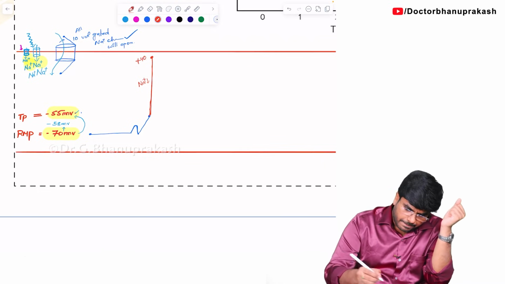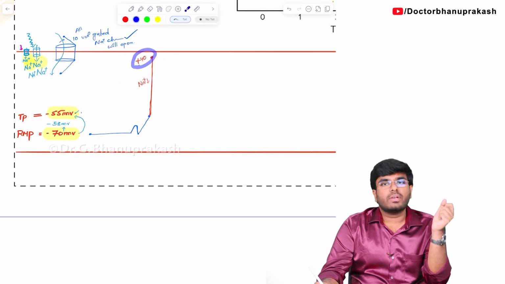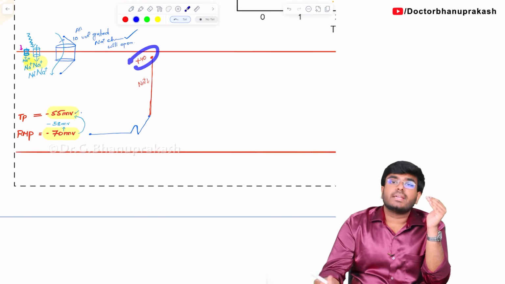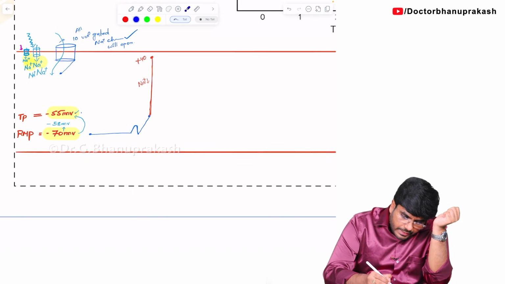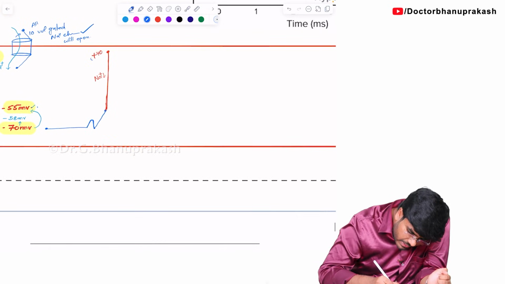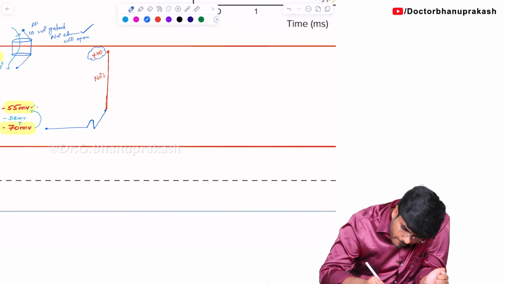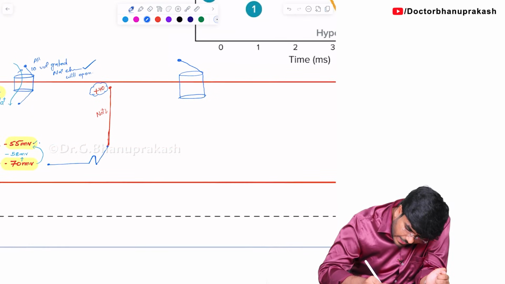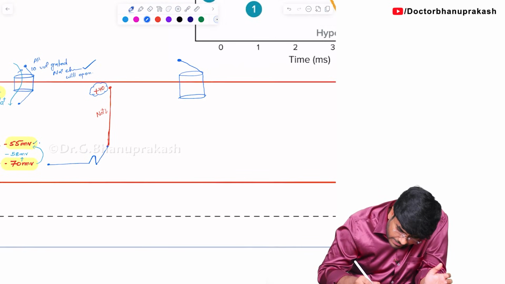Now what will happen? Once you have this plus 40 millivolts, God designed our channels in such a way that at this voltage the activation gates are still open. Look carefully. Now I am talking about the same voltage gated sodium channel. The activation gate is still open, but the inactivation gates are closed. At this voltage, immediately these inactivation gates are closed.